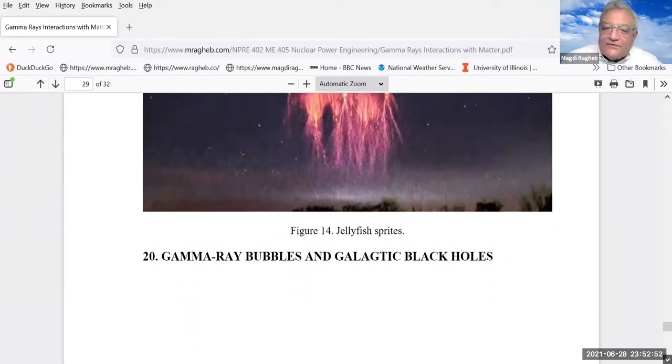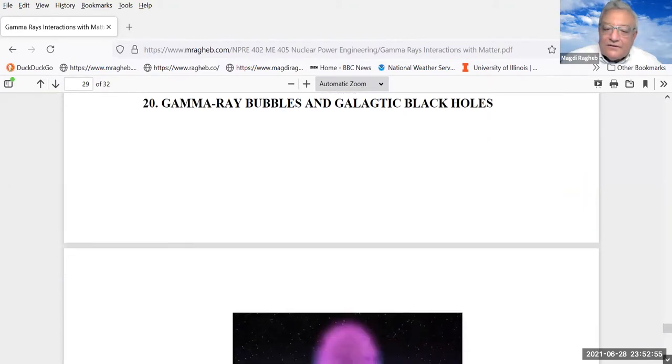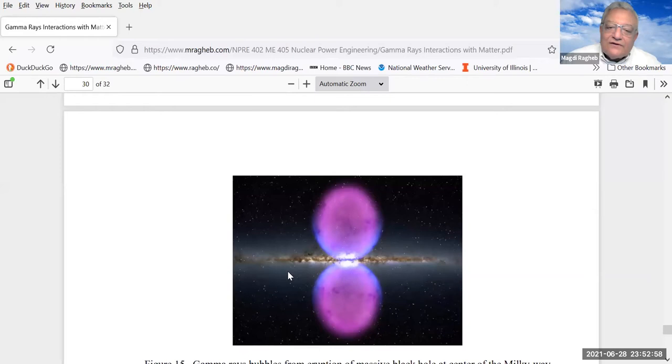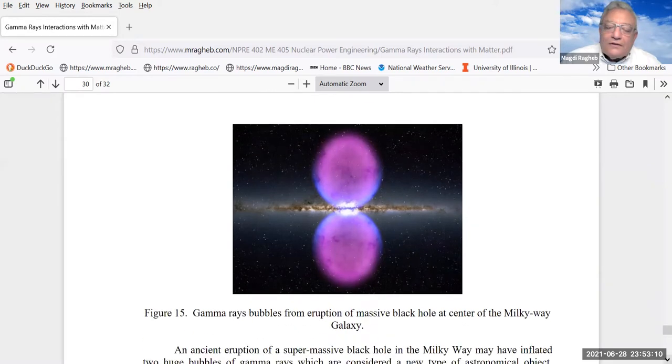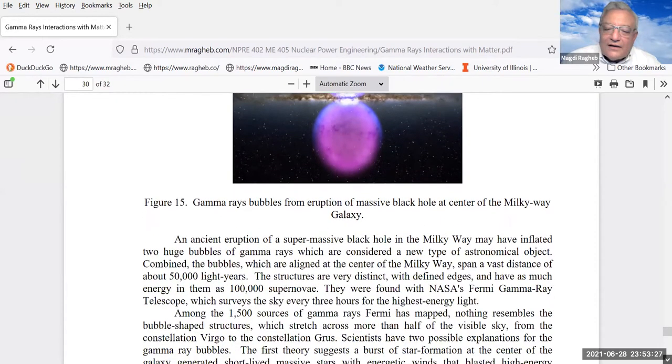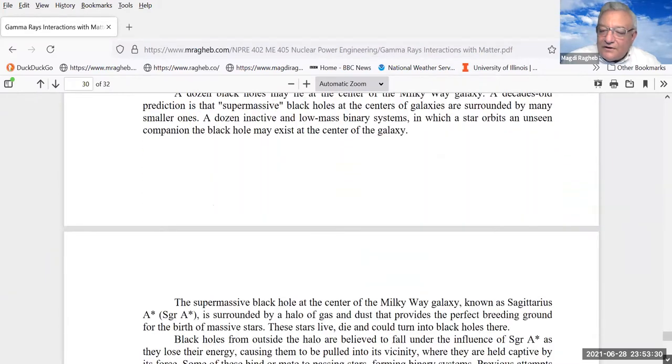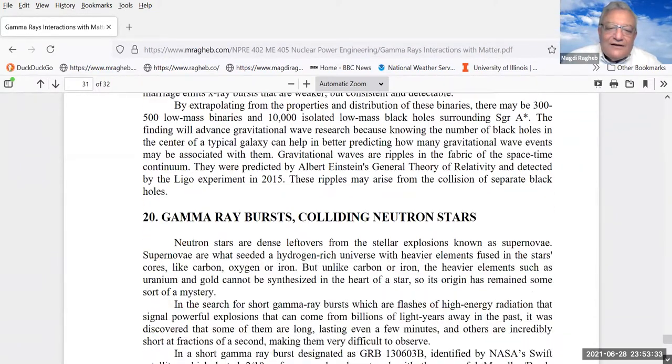Another aspect of gamma rays that we are studying today is the fact that some people suggest that our galaxy, the Milky Way galaxy, or other galaxies, have this cut out through it. We are on one of the arms of the galaxy, and at the center of the galaxy, we have a black hole. And that black hole has two bubbles on top and at the bottom of it, which they call the gamma ray bubbles. And they consider it as associated with the black hole at the center of the Milky Way galaxy. And so far then we know that gamma rays are associated with everyday life.